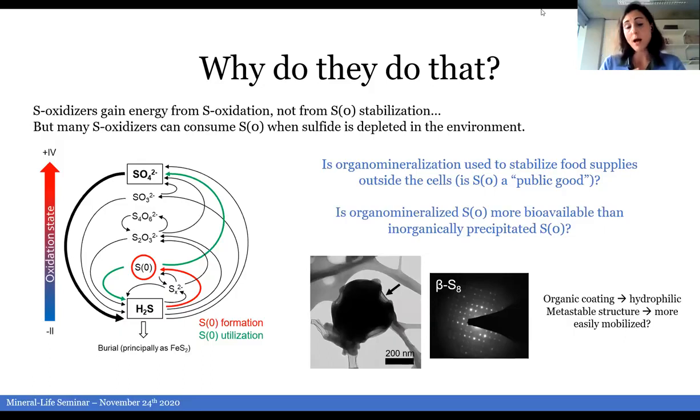Moreover, if this is true, and if elemental sulfur serves this function of food stores, maybe the special properties of this sulfur also have a function. For example, they may make elemental sulfur particularly bioavailable for the cells. As I said before, elemental sulfur is hydrophobic, so it may be difficult for the microbes to access it and solubilize it. So maybe this is a function of the organic envelope. It makes it easier for the cells to attach to it and mobilize it. And it's also reasonable to think that the metastable crystal structure could also serve this function of bioavailability by making it a little bit more easily dissolved. So I'm hoping that I can test all these hypotheses in the lab.